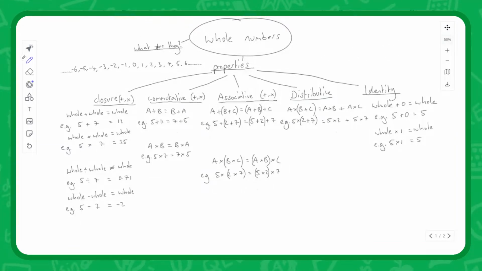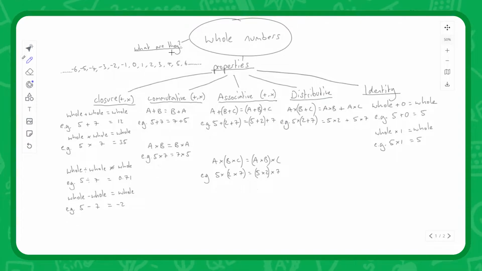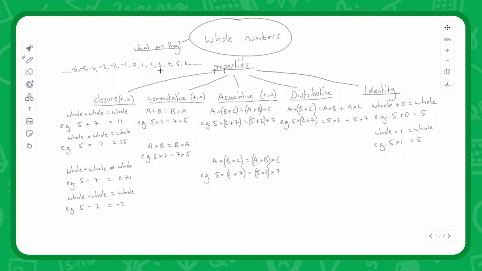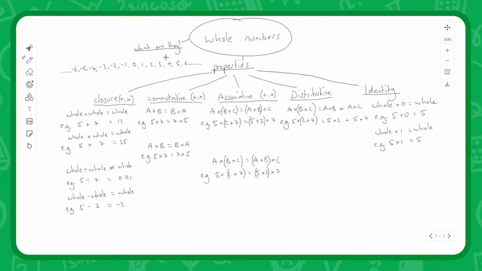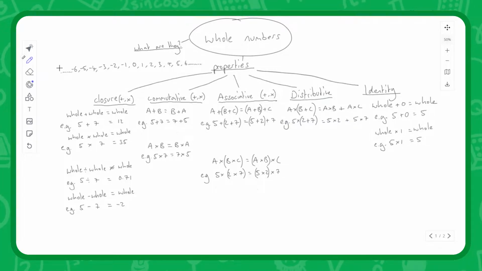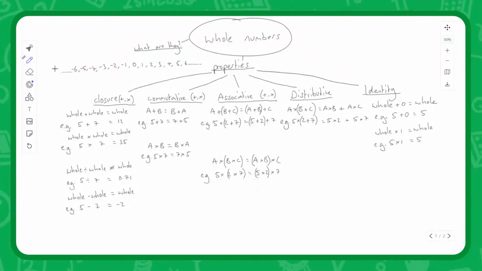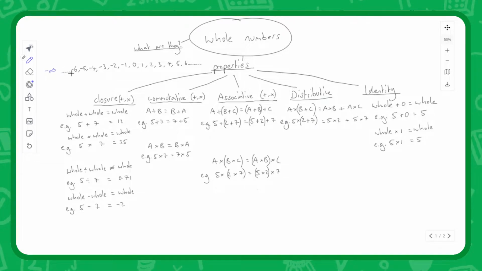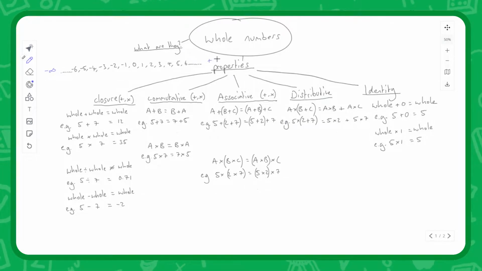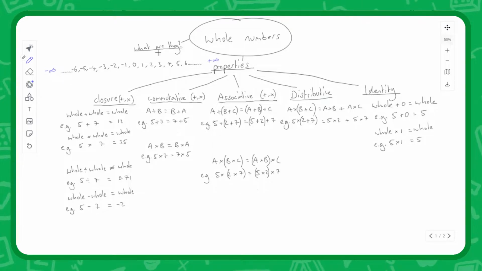So first of all, what are whole numbers? To define what whole numbers are, it makes sense to look at the three main categories of numbers, because they're all slightly different. Imagine a number line that goes from minus infinity down here to plus infinity up here, and we're just looking at a small section of this number line.